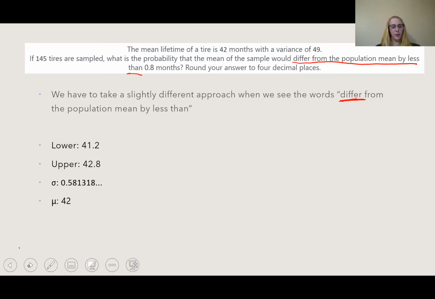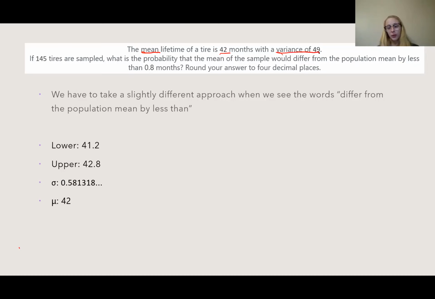Here is what the answers are, but I'm going to explain how I got them here and what we have to do differently since it's different. So first off, let's go over what we know. The mean lifetime of a tire is 42. So the mean is 42. And we have a variance of 49.